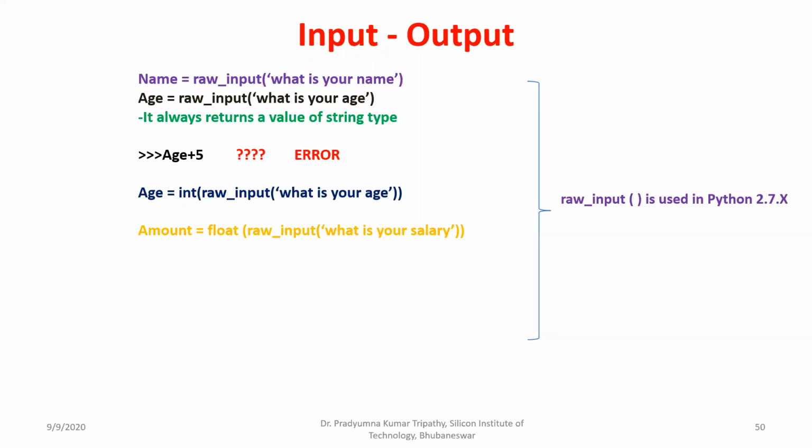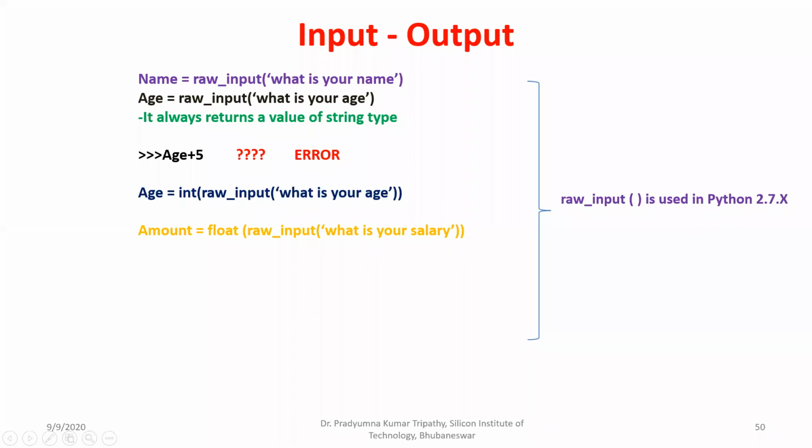Input output, I have already told you. Just to add one line to your input output statement: input is the function that is used to input a value from the keyboard. We also have a function called raw underscore input. It does the same work, but raw underscore input is a function that is used in Python 2.7. Those using Python 2.7 should use raw underscore input rather than only the input function. Is it clear? If you are using the lower version of 2.7, then you should use raw underscore input.